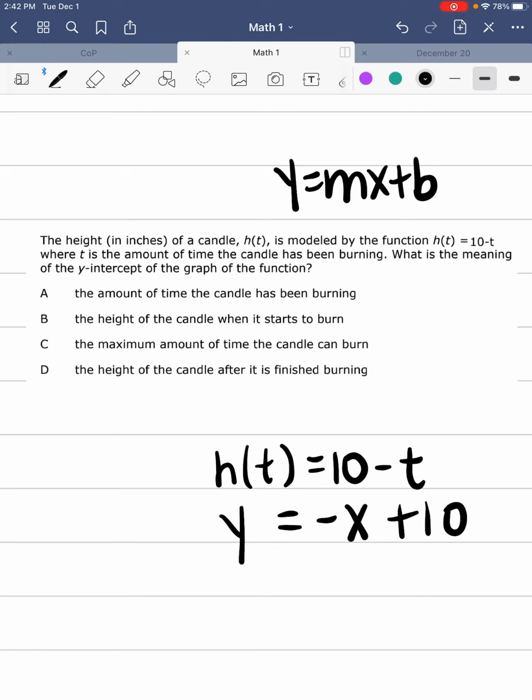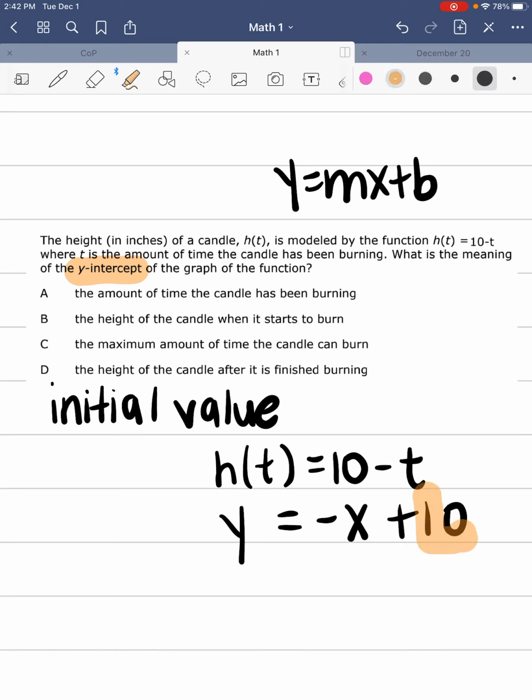So it says that t is the amount of time that the candle is burning, the meaning of the y-intercept. So this time we're interpreting the y-intercept, which is going to be the initial value. If you think about a candle burning, you have a candle that's this height, and as it burns, the height is going to go down. So my initial value is my y-intercept, which is going to be 10. But if you look at the answer choices, none of the answer choices have 10 as an option. So you're really simply interpreting the fact that it's the initial value.